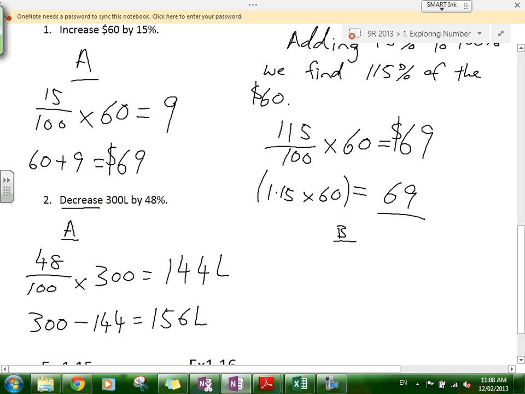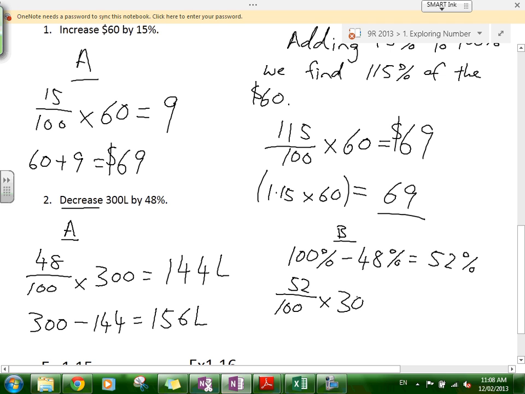The next method is to say 100% minus 48% equals 52%. Instead of subtracting 48%, we find 52% of the original. So we do 52 over 100 multiplied by 300, and we end up with the same, 156 litres. These two methods give the same answer. If you do both and don't get the same answer, one of them is wrong.